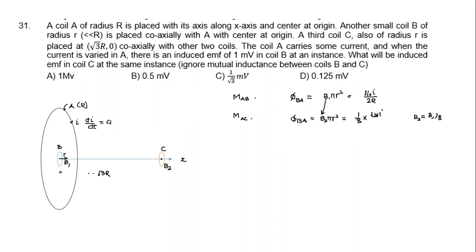So mu naught I by 2r. And when you calculate the EMF here, the di by dt term will be the same. Since this is 1/8, the EMF will also be 1/8. So if the induced EMF is 1, it will be 1/8. So the answer will be 1 by 8, which is the answer.